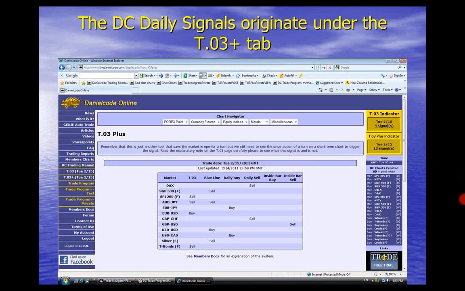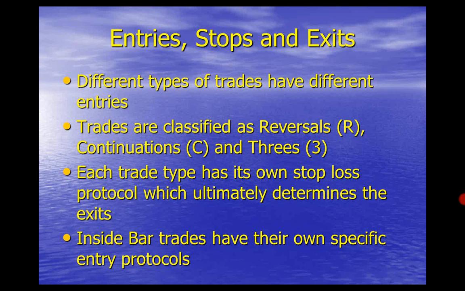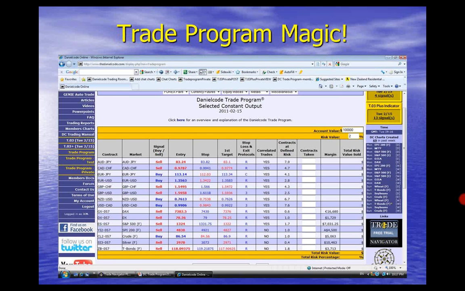The next page highlights the different types of trades that we create. They're basically classified as reversals, continuations, and threes. Reversals, by definition, the TO3 and the blue line trades, are always against the trend, so they require a more vigorous application of stop-loss management. The continuation signals are those with the trend. We have a laxer, looser method of stop loss on those trades, and the threes are something in between. They're a hybrid. So we'll show you all of those.